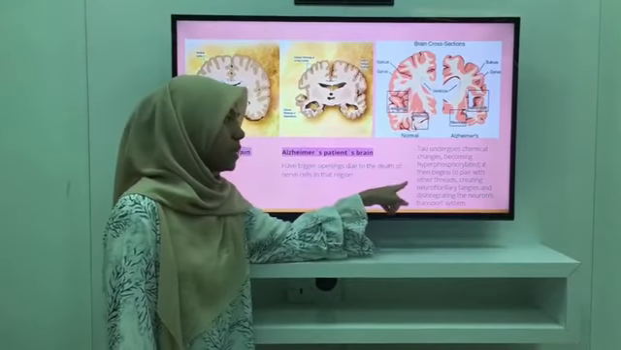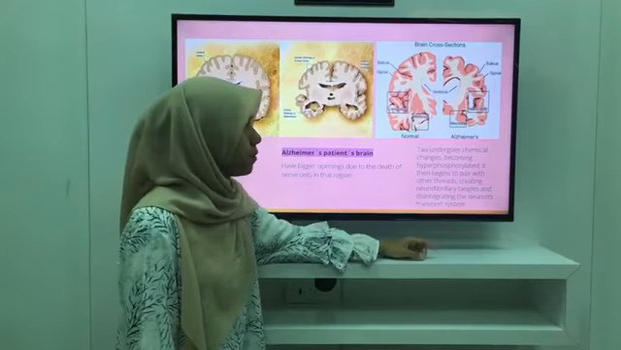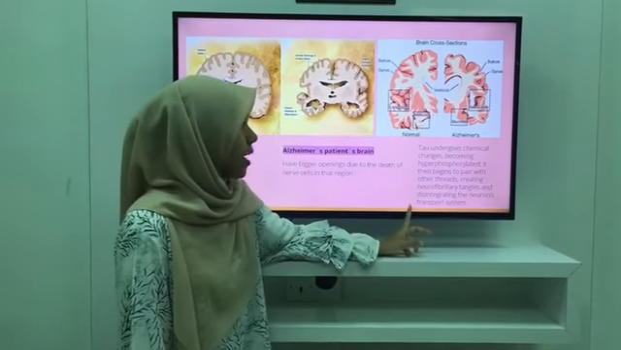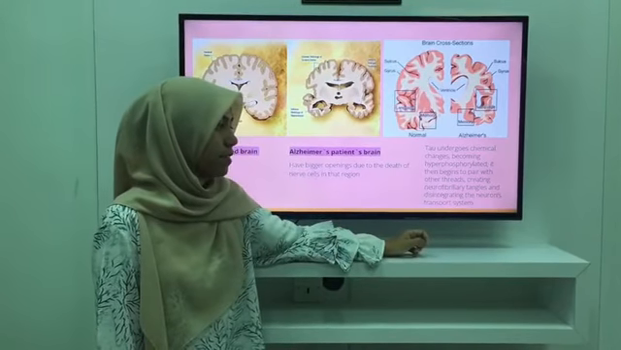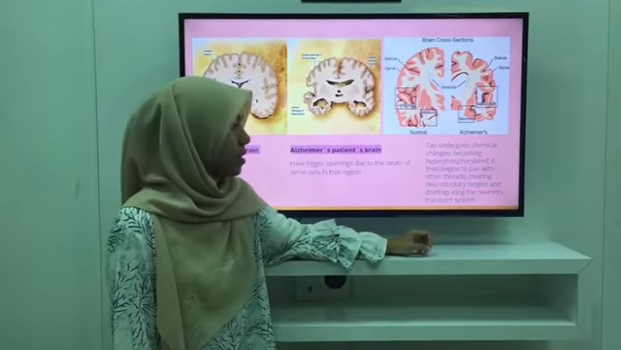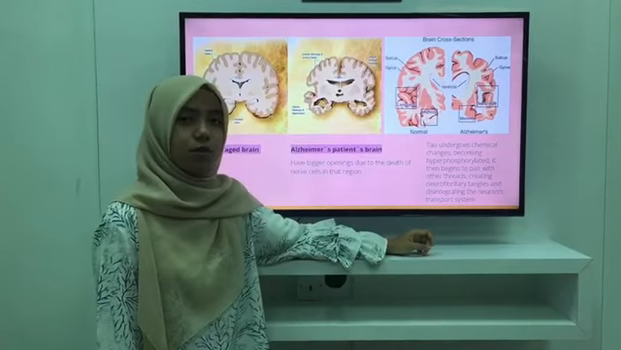Tau undergoes a chemical change and becomes hyperphosphorylated. It then begins to pair with other tau, creating neurofibrillary tangles and disintegrating the neuron's transport system.